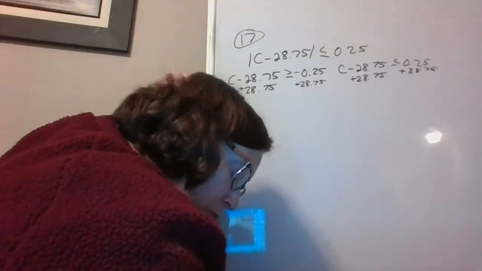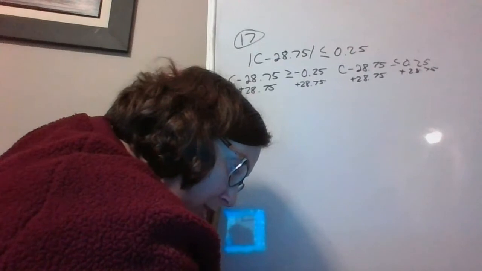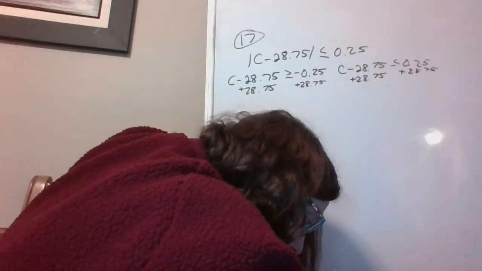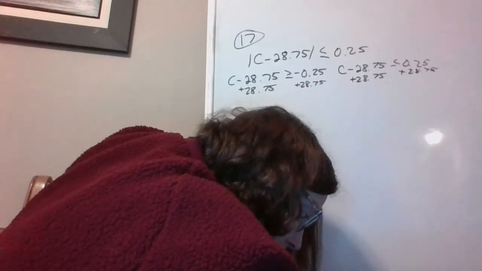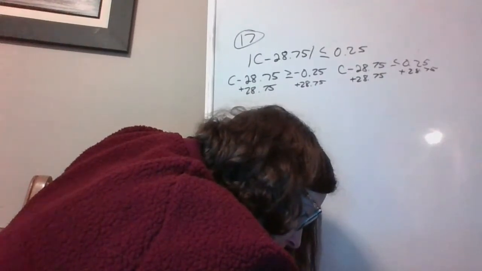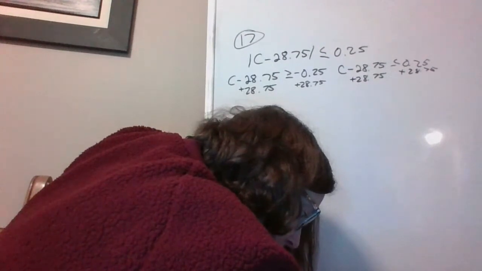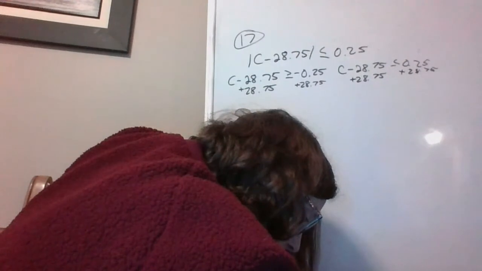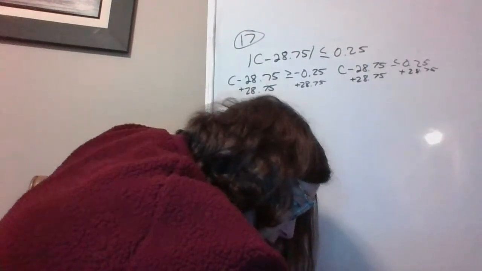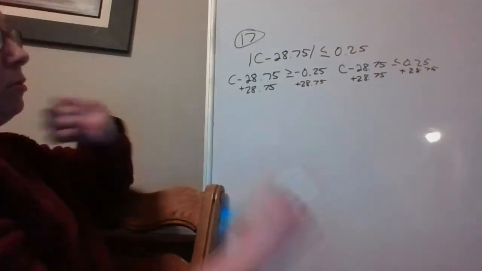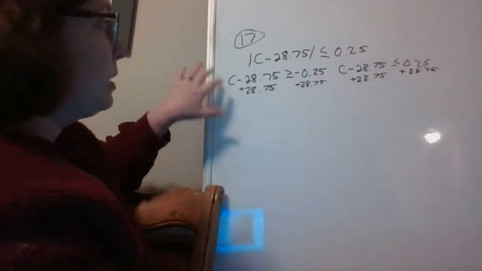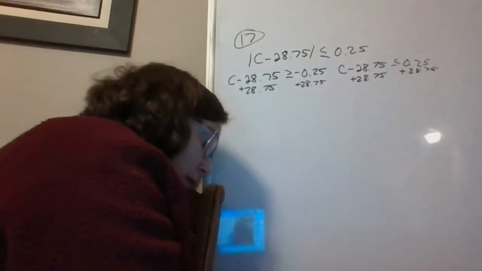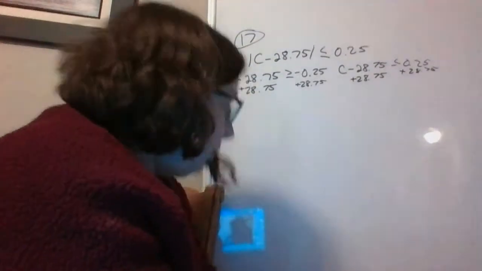Number 17 is a word problem talking about women's basketball. It says that a women's basketball is 28 7/75 of an inch, but the actual circumference can vary from the ideal by at most 1/4 of an inch. So what are the acceptable measurements for a women's basketball? You would set this up a whole lot like problem 5.